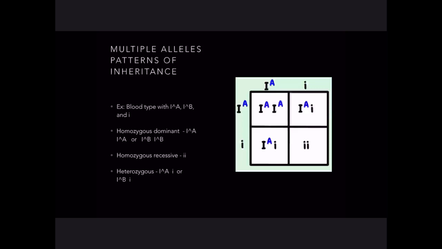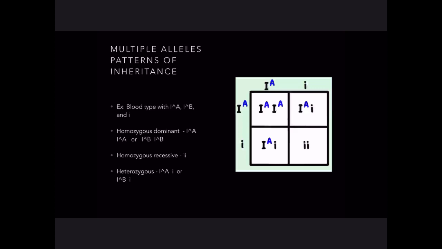And the homozygous dominant for these blood types, for blood type A would be IA, and for blood type B, it would be IB. And the homozygous recessive is blood type O, so that would be lowercase i. And the heterozygous for blood type can only be IA lowercase i or IB lowercase i. And this is because blood type A and B are not allowed to be together due to your immune system's restriction on that sort of blood type.